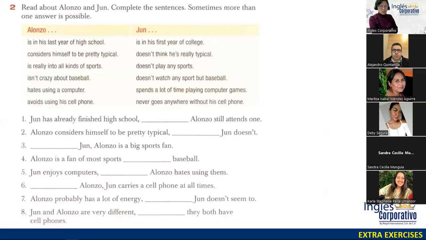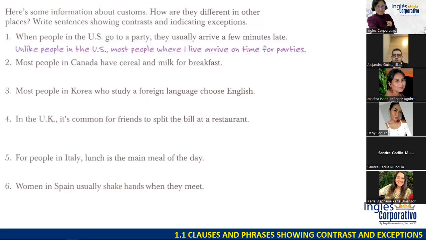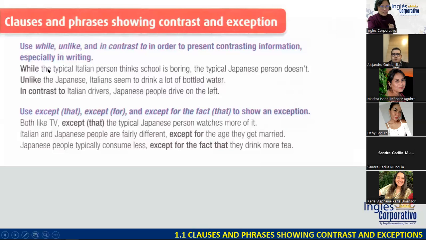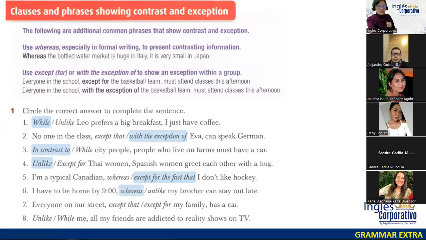Now, guys, that we have read the information about them, we have to decide which expressions we're using. We're going to use unlike, while, except for, whereas, and except for the fact that. Prácticamente las que hemos usado anteriormente. These ones, unlike and while, and these, whereas, except for, or with the exception of. Esas son las que van a usar, okay?